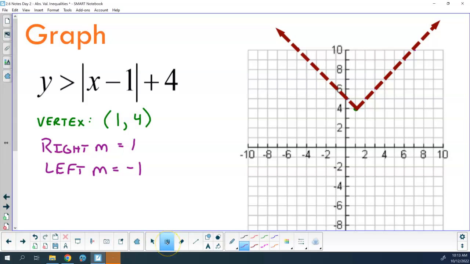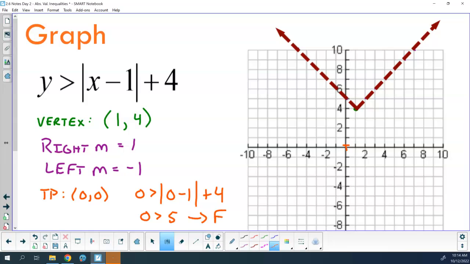Can I use the origin as my test? Yes. So if I plug in 0 for y, I get that. If I plug in 0 for x, I get that. 0 minus 1, negative 1. Absolute value of negative 1 is 1. 1 plus 4 is 5. So I have 0 is greater than 5. True or false? That is false. So am I going to shade outside the V or inside the V? Inside the V.